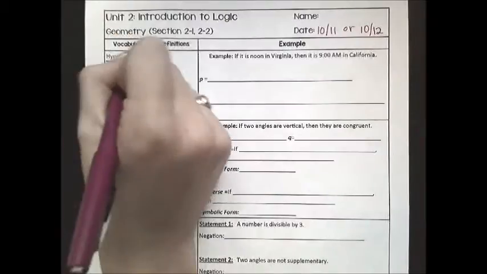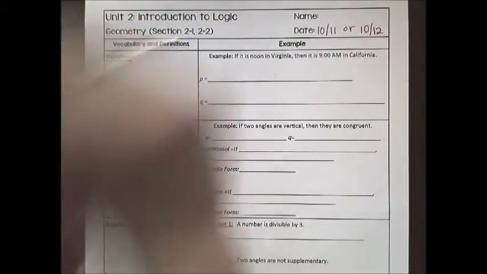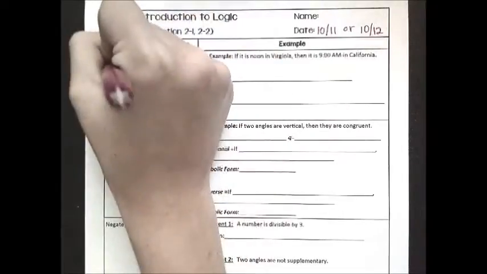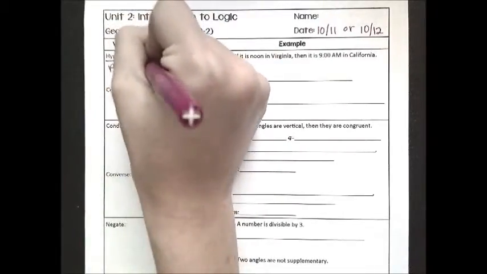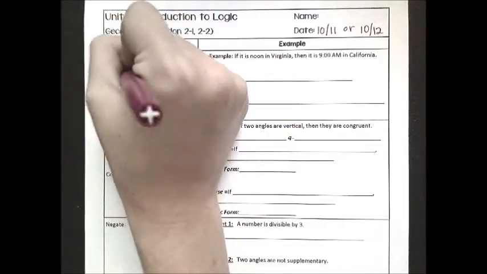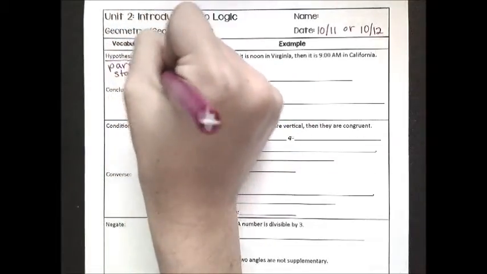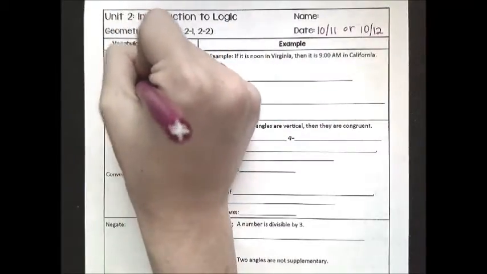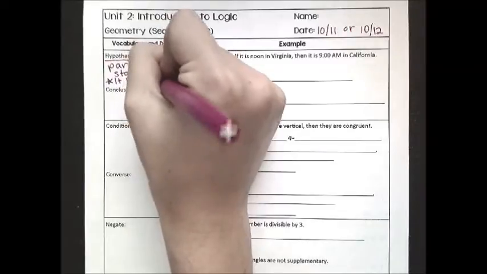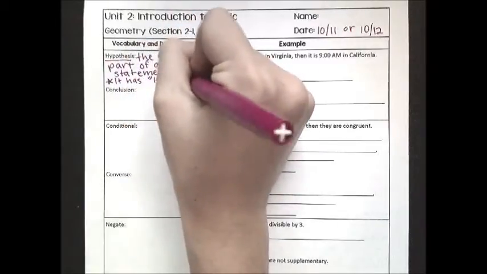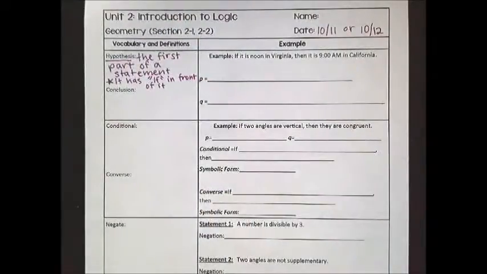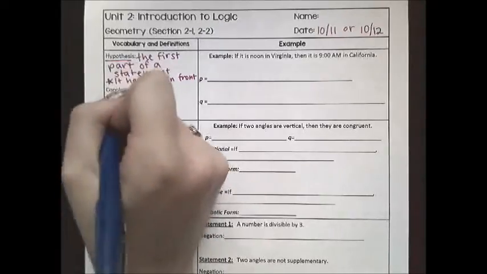So our first one is our hypothesis. The hypothesis is the first part of a statement. And it always has if, the word if, in front of it. So you might recognize hypothesis from science class when doing an experiment. This is going to be like math experiments.